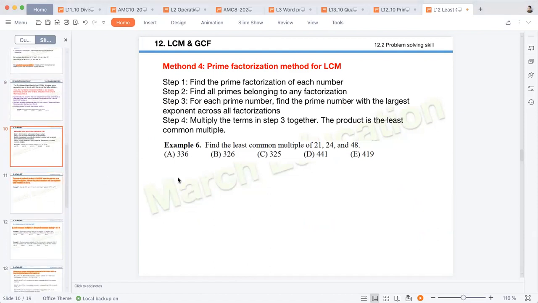Okay, so for three numbers, we use prime factorization for LCM, because there are 3 numbers. So how to do this? You can use prime factorization, find them, and find the common part.